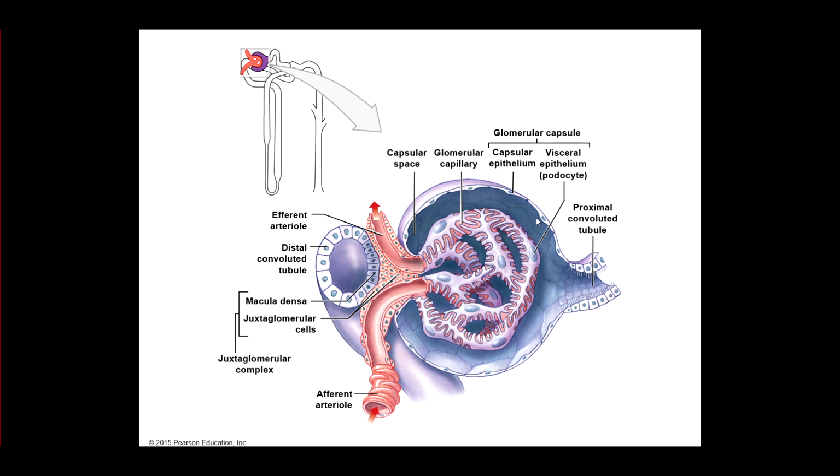Now notice these two structures, the capsular epithelium and the podocytes, the visceral epithelium, do not touch one another. There's a space here. This space is known as the capsular space. Again, that's going to become important when we make urine. Fluid is going to fill up in that space and then go into the tubes we're going to describe in a couple moments. You'll notice that the podocytes actually have little slits there.